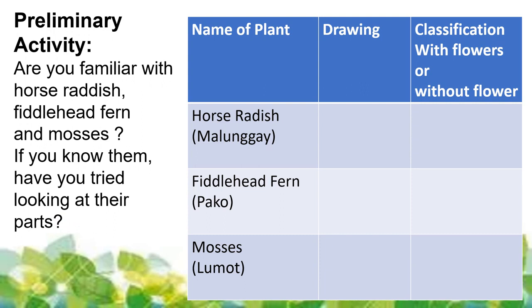Preliminary activity. Are you familiar with horseradish, fiddlehead fern, and mosses? If you know them, have you tried looking at their parts? Try to draw each plant and complete the chart.